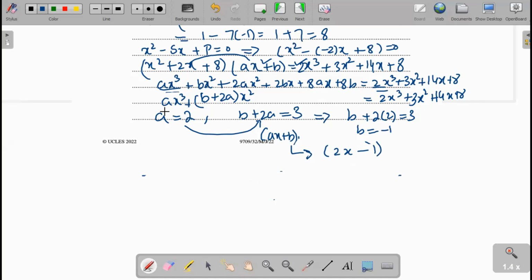Now we have already found the roots of the quadratic. The first root is minus 1 plus square root of 7i, which is already given in this question, and the next is the conjugate of this root. The third comes from 2x minus 1 equal to 0, that is x equal to 1 over 2, and this is the third root of the equation. Okay, now we go to the next part.